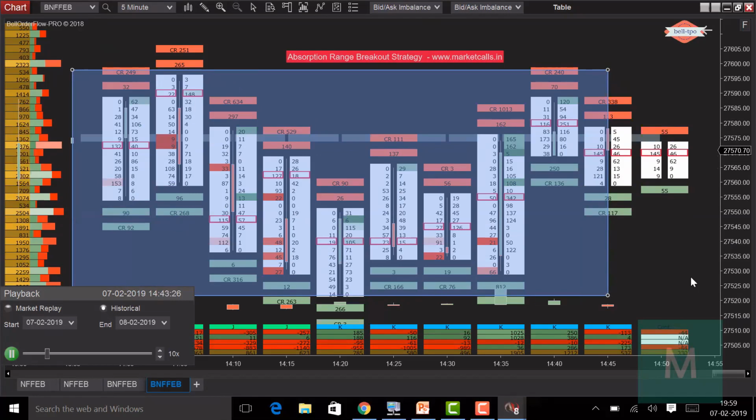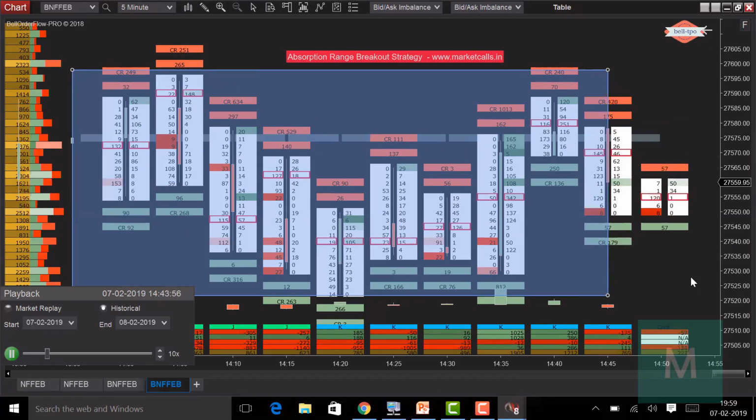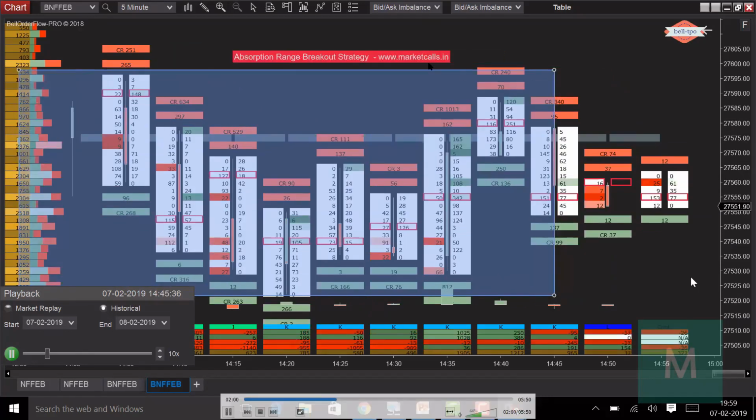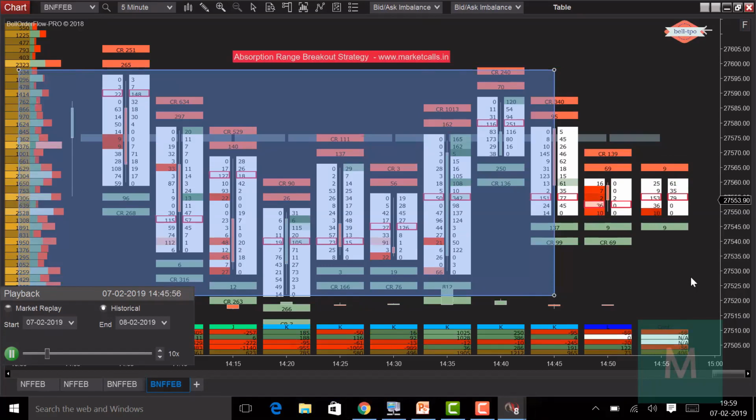At times we will see only responsive buying, and then the market falls. It immediately becomes a responsive-to-initiative auction. But here it's a responsive auction happening on both sides. So what one has to look for is a range breakout strategy. A range breakout can be employed over here.